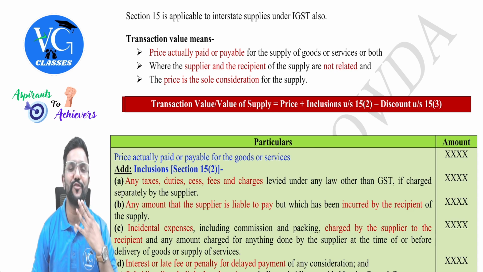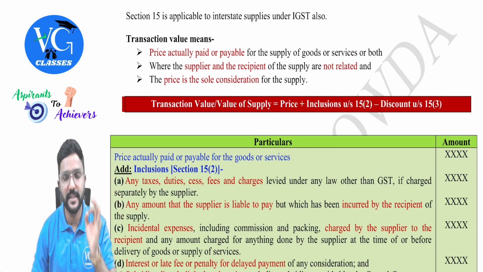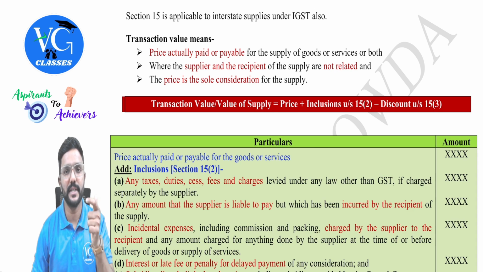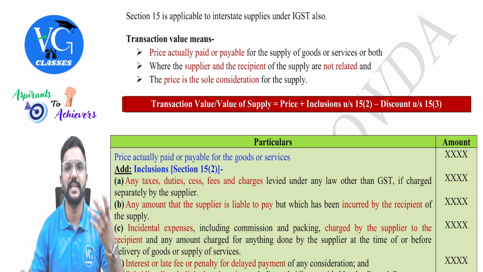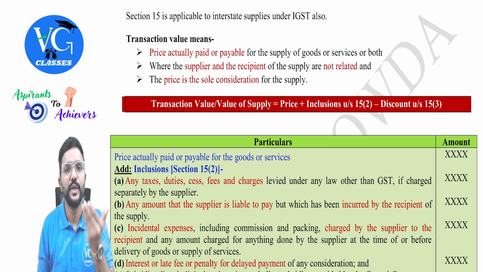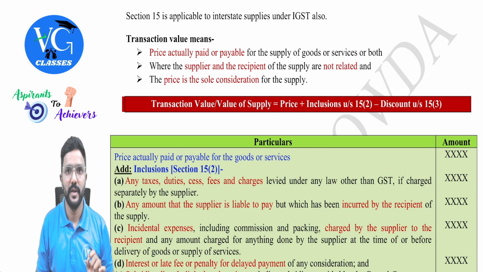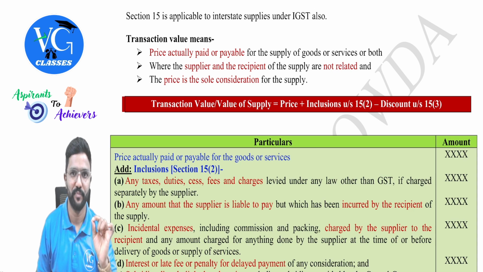Sir, what if by chance the question is silent? What should we assume? Guys, in that case, assume it is inclusive of GST, provided the GST rate is given in the question. If the GST rate is given in the question and interest, late fee or penalty is received by the supplier for delay in payment, and the question doesn't specify whether it is inclusive of GST or exclusive of GST, you can assume that it is inclusive of GST and give a note for it. And if the question is silent, whatever you are assuming, please give a note for it.